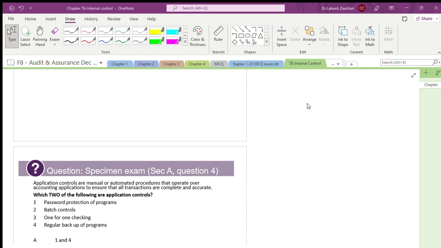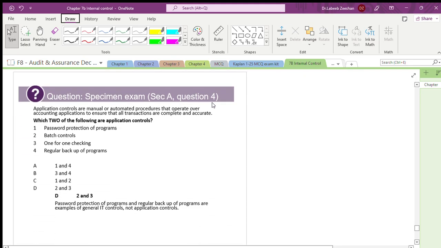Don't get bored, and don't say that we are only talking about theory. The moment we transform this into questions, you will find the easiest way to answer. Now we will think about what general IT controls are, what application controls are, what completeness, accuracy and authorization are. We will think like that. But if we are not covering this, we definitely won't know how to apply these concepts in the examination.